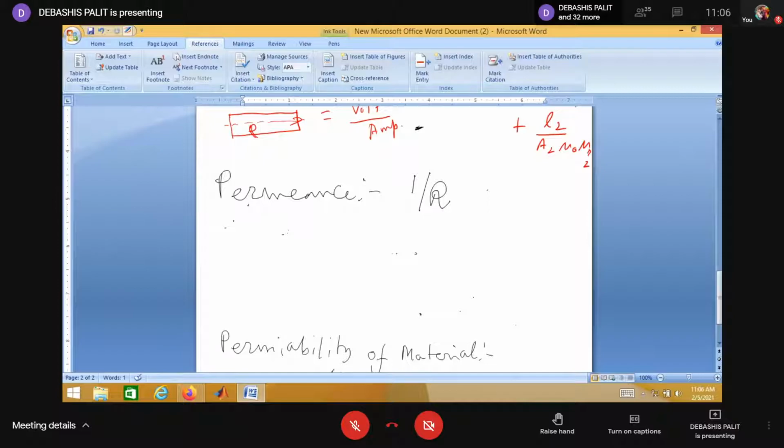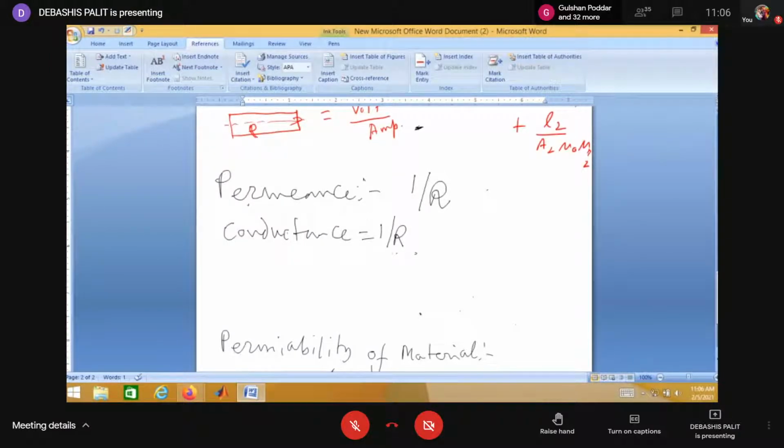Just like 1 by resistance is equal to conductance. So permeance is a property that defines how easily flux can flow through a magnetic material. Just like conductance is a property of the electric conductor that defines how easily current can flow through a conductor. So this is the reciprocal of reluctance. That is your permeance. Now, what is reluctivity?